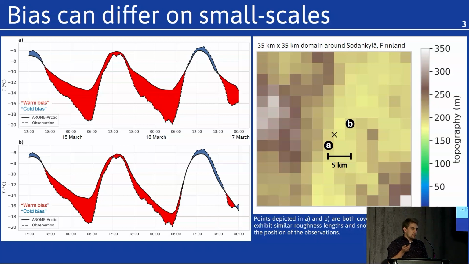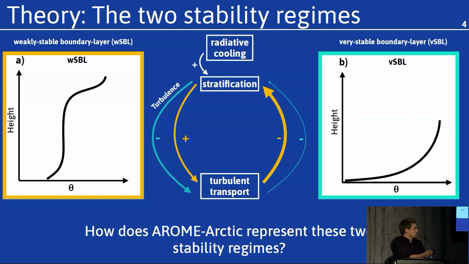Because we know that in the stable boundary layer, we can have these contrasts on small spatial scales, and they are often connected to different stability regimes. If we talk about the stable boundary layer, we usually have to distinguish at least between the weakly stable boundary layer and the very stable boundary layer, because they refer to very different feedback mechanisms between stratification and turbulence. I tried to show that here with a little schematic in the middle.